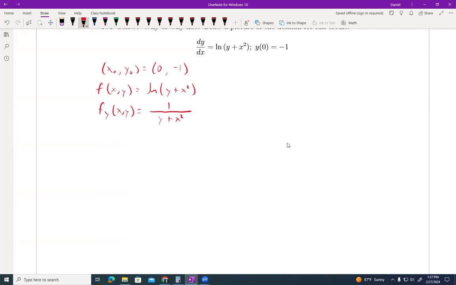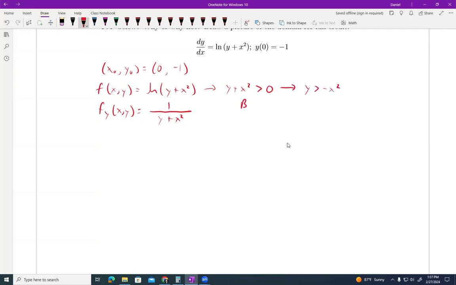Okay, now I have to look at the domain of these functions, right? Remember that the domain of the derivative has to be smaller than the domain of the original function, right? So in this case, we're going to have the same domain. Natural log of y plus x squared, right? That means that y plus x squared has to be strictly greater than 0 in order for us to take the natural log of it. Okay, so that means that y has to be greater than -x squared.